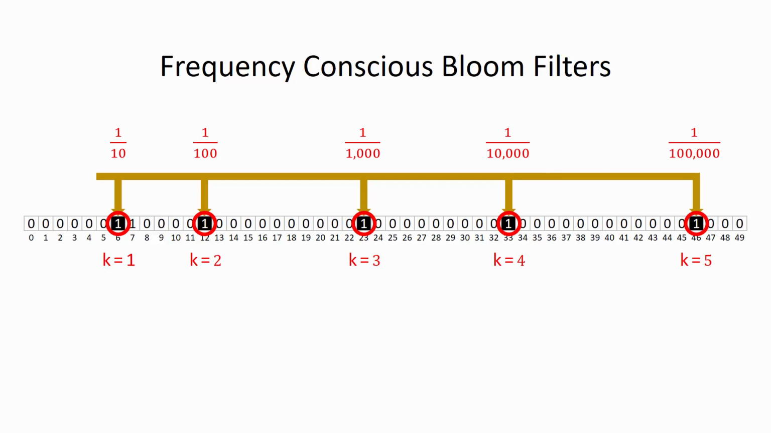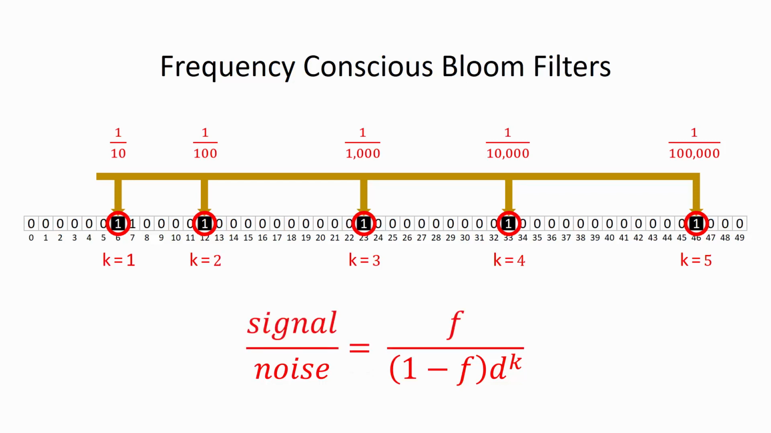For this talk, I'm going to express false positive rates in terms of a signal-to-noise ratio. The signal corresponds to the expected number of true matches, while the noise corresponds to the expected number of false matches. If we're looking for a term with frequency f, the probability of reporting a false positive is the product of 1 minus f, the probability that the term is not in the set, and density raised to the k, which is the probability of probing all ones. We'll call this probability the noise. The signal is just f, the frequency of the term in the corpus.